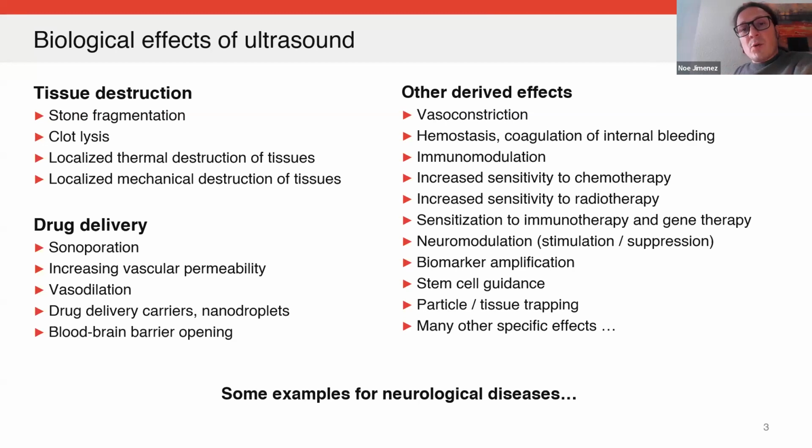And these reactions of the body can also be used in order to develop other biomedical applications. This is the response of your body, but you can create a lot of different applications using vasoconstriction, coagulation of external bleeding. You can modulate the immune system by raising, not a lot, but just a bit, the temperature. You can increase the sensitivity to chemo and radiotherapy, and a lot of different derived effects that open the doors to create new biomedical applications.